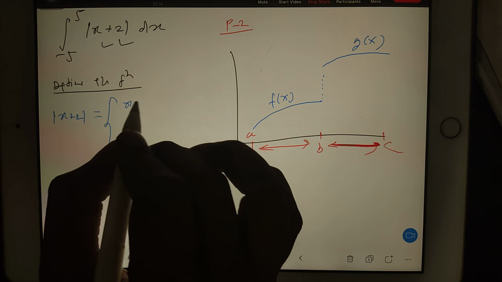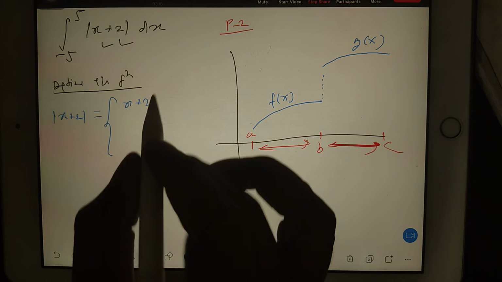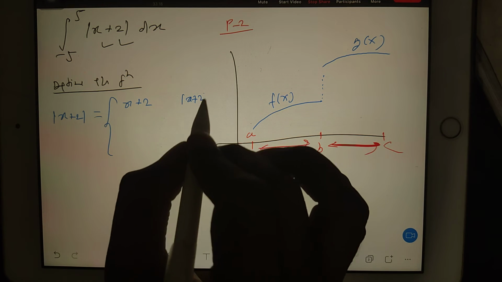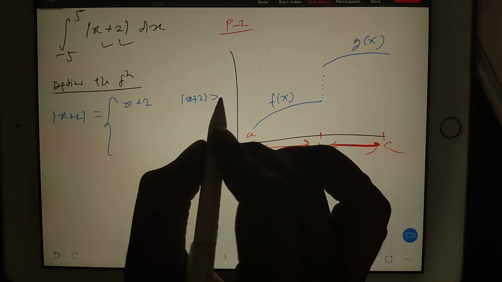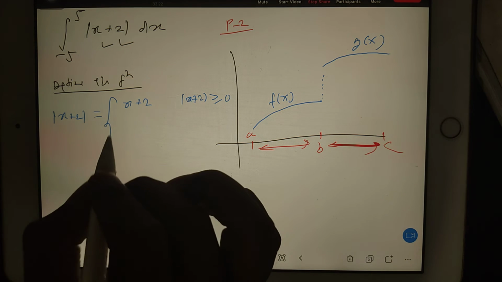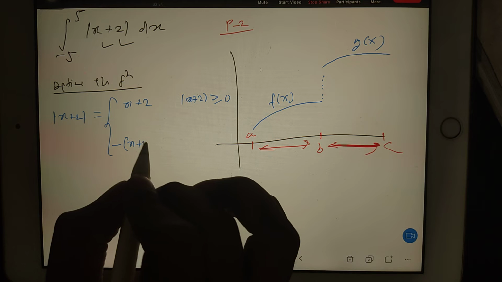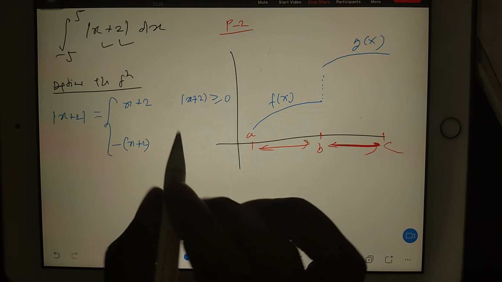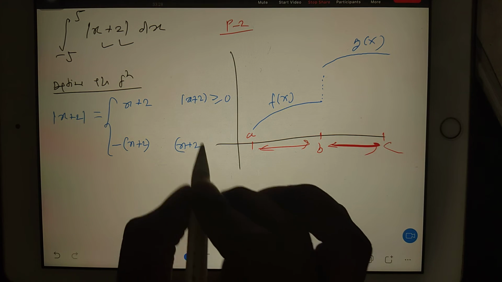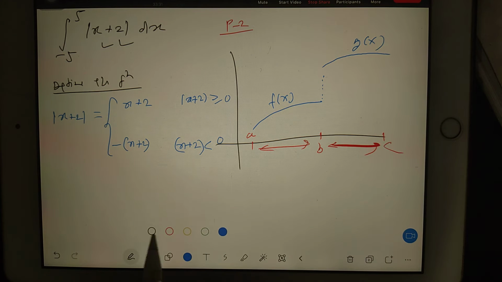first you will write down the same answer as x plus 2, but that time you will consider that the entire x plus 2 is greater than or equal to 0, and the next time you will define this as minus (x plus 2), and this time you will write that the entire x plus 2 was less than 0. The way I am writing, you should write the same way. Many students are confused in this, how to break the mod function.